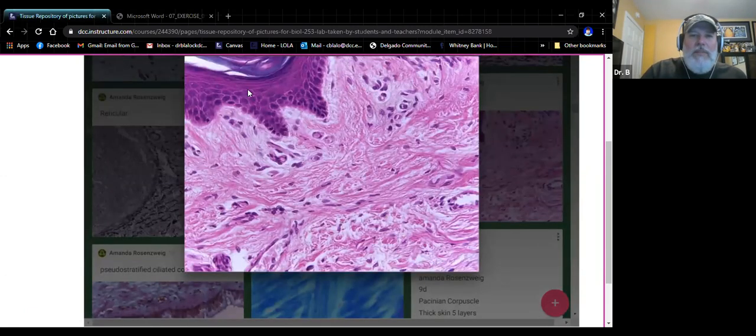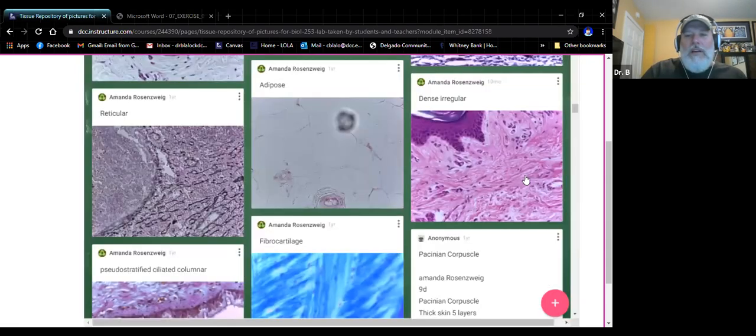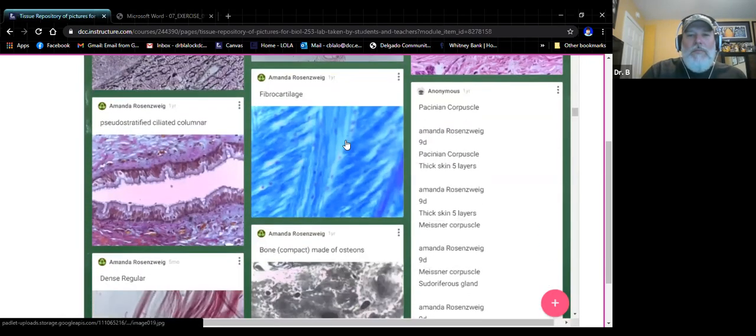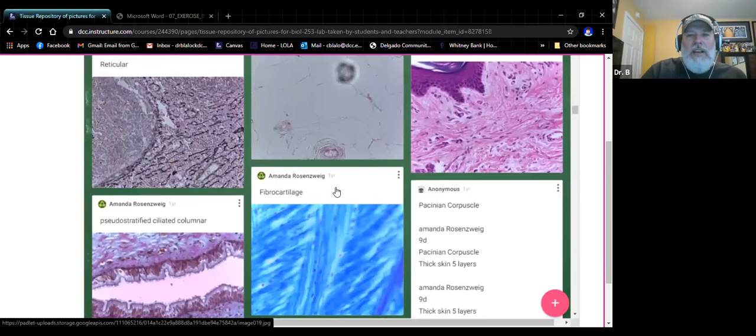This is a great picture of dense irregular connective tissue. Now we can see some epithelial tissue up here. This is our stratified squamous right there. But down here, this is a really good slide of dense irregular connective tissue showing you the fibers and how they run in lots of different directions. Great fibrocartilage slide.